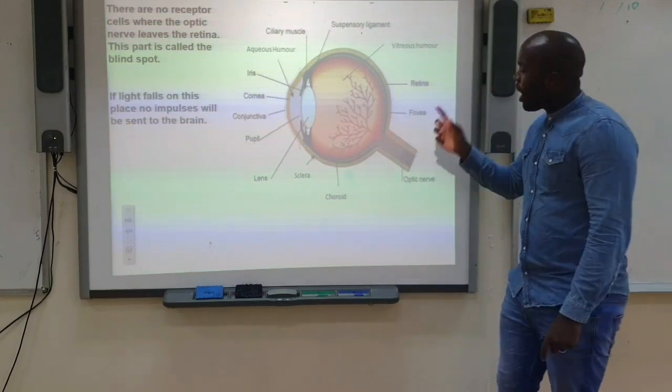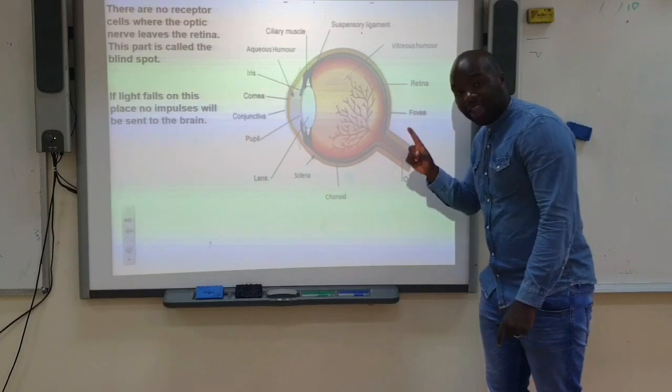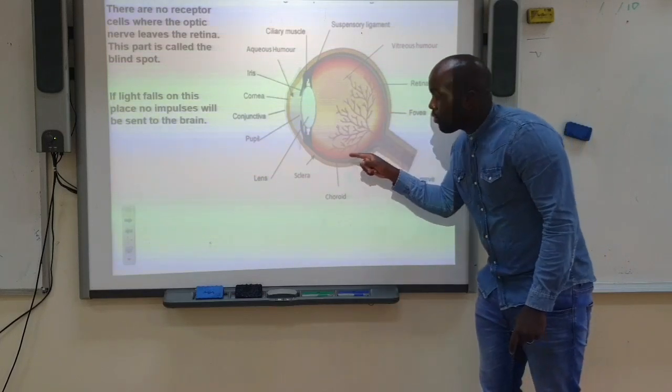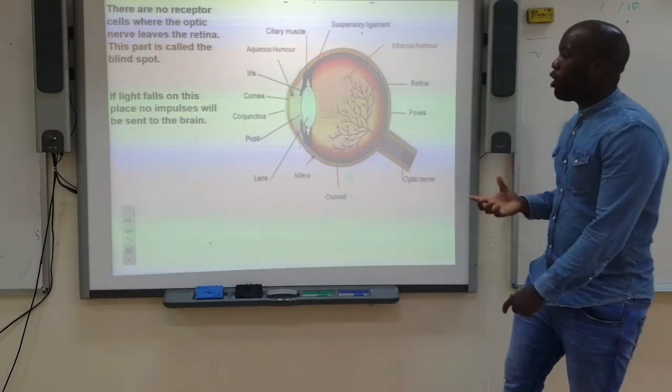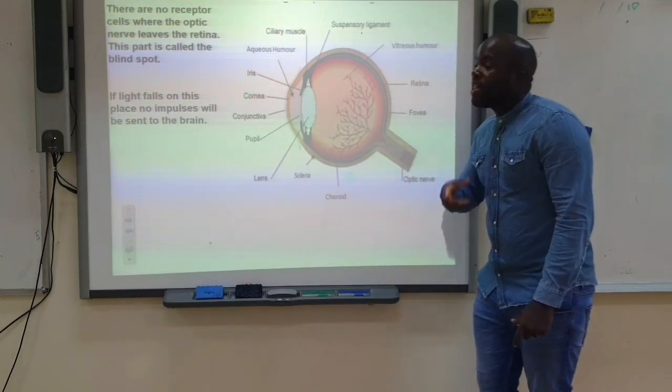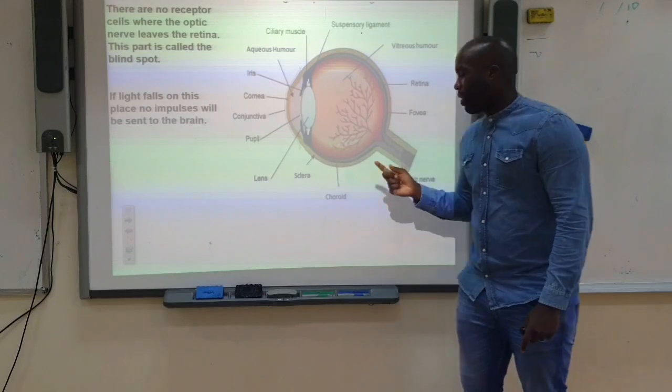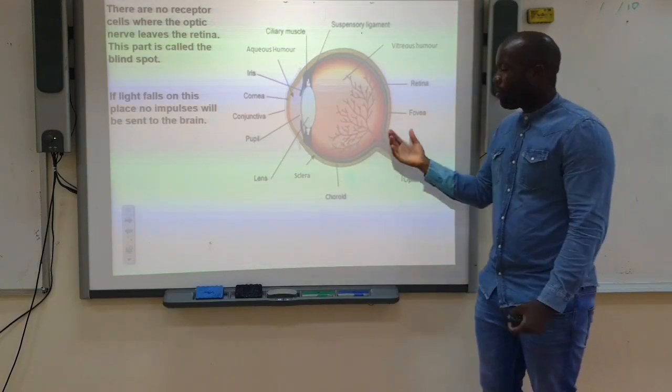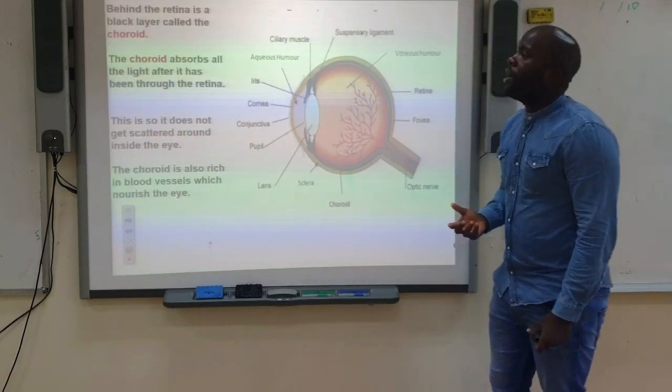Now, there is a section where the optic nerve meets the retina. There are no light receptor cells in the section where the optic nerve meets the retina, and this is therefore known as your blind spot. So if light falls on this section, there will be no electrical impulses sent along the optic nerve to the brain, simply because there are no receptor cells there.